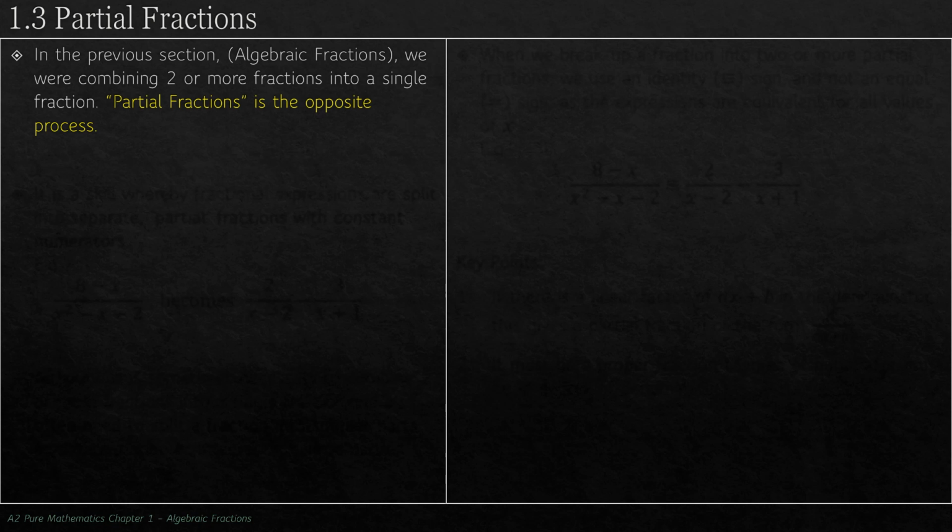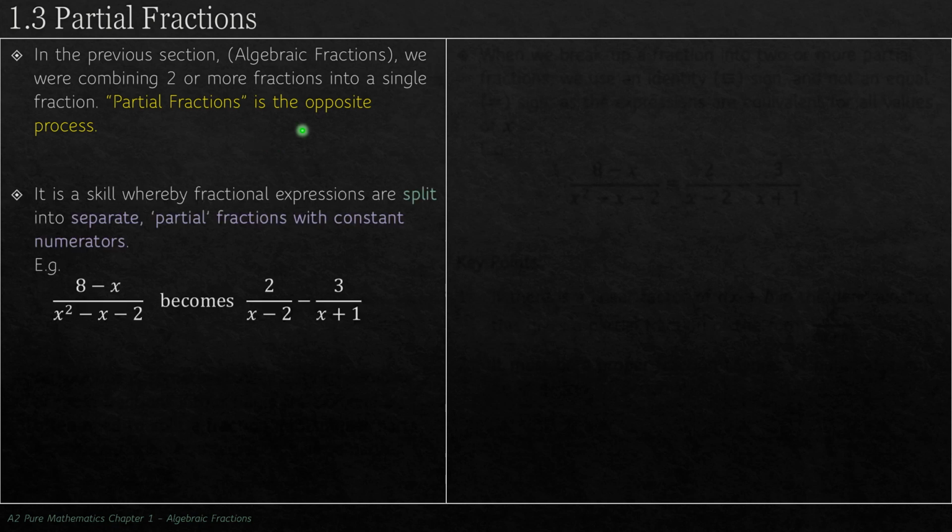In the previous section, called Algebraic fractions, we were combining two or more fractions into a single fraction. What you're about to study, partial fractions, is the opposite process. It is a skill whereby fractional expressions are split apart into separate partial fractions, each with a constant numerator. So for example, this fraction here becomes two separate fractions. They happen to be subtracted from each other in this particular example, but notice they have constant numerators.